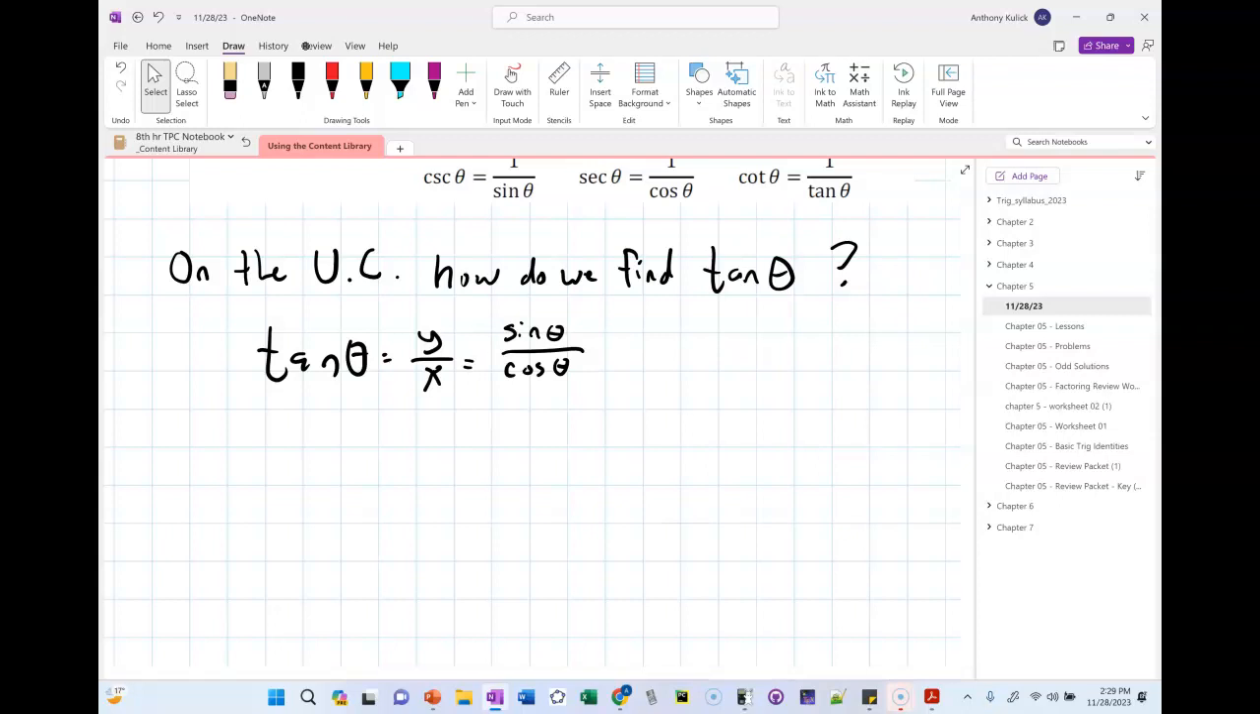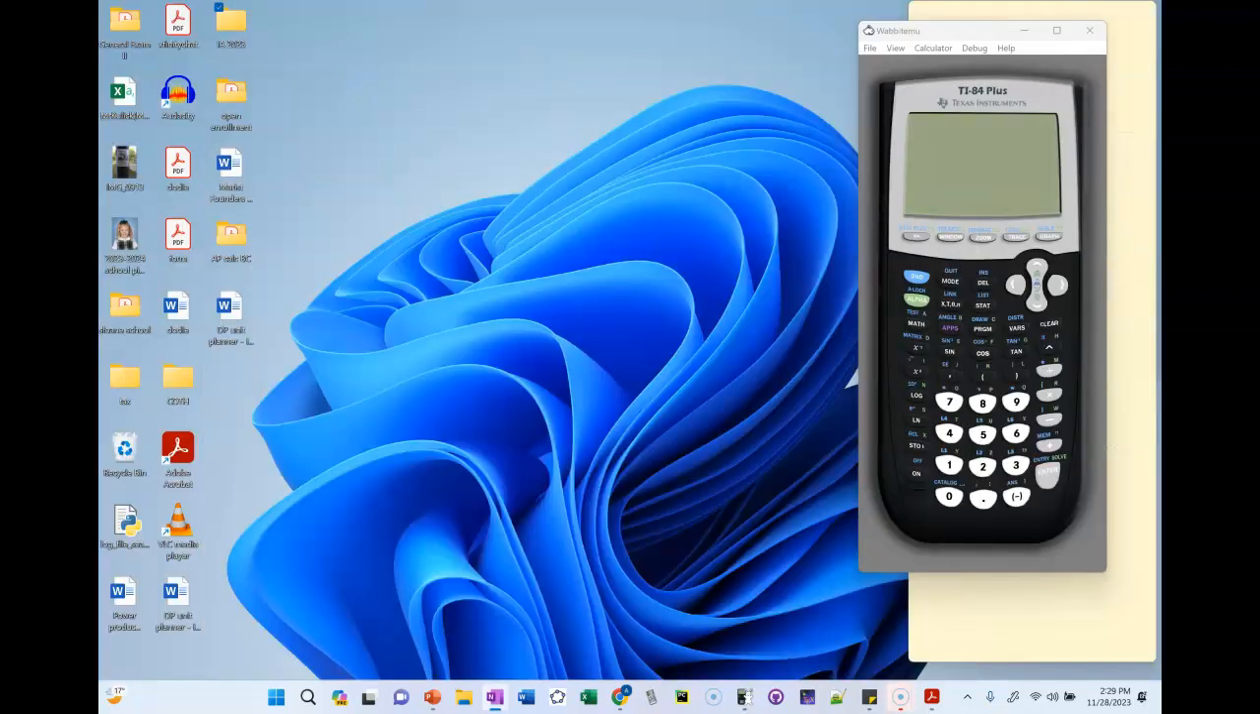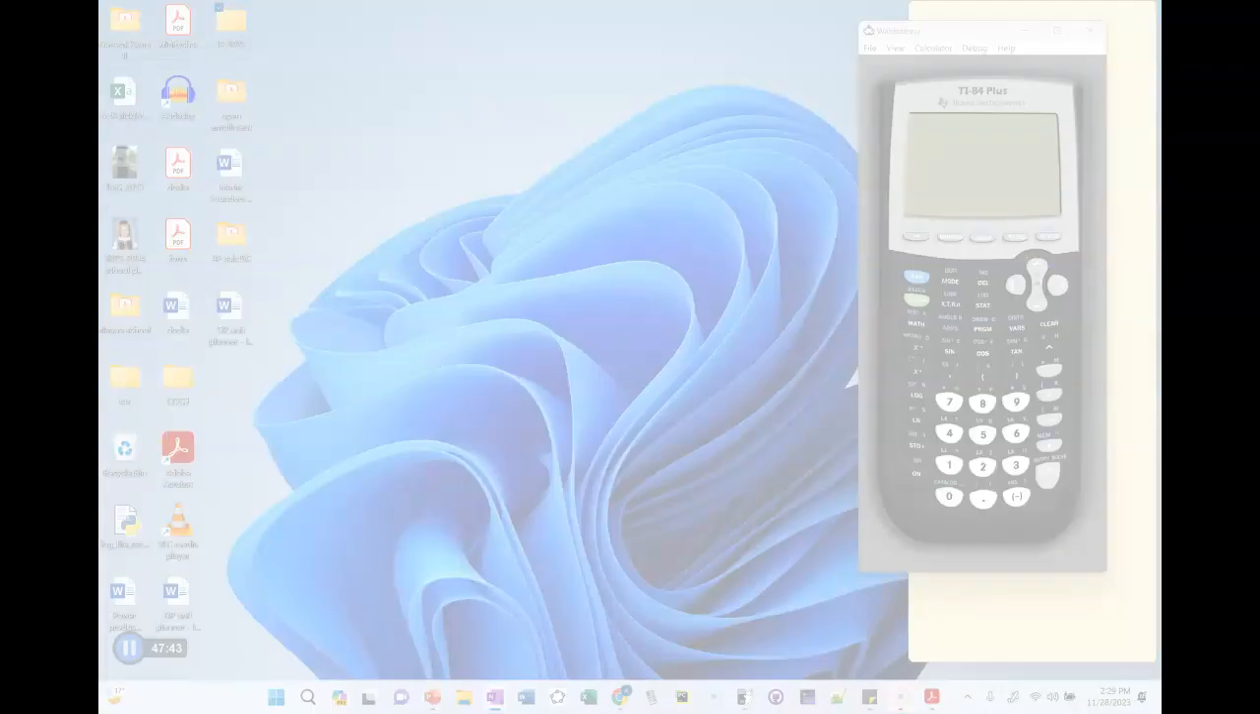And since cotangent is the reciprocal of tangent, what is cotangent equal to? Excellent. Cosine theta over sine theta. Those two together are what we call the quotient identities.